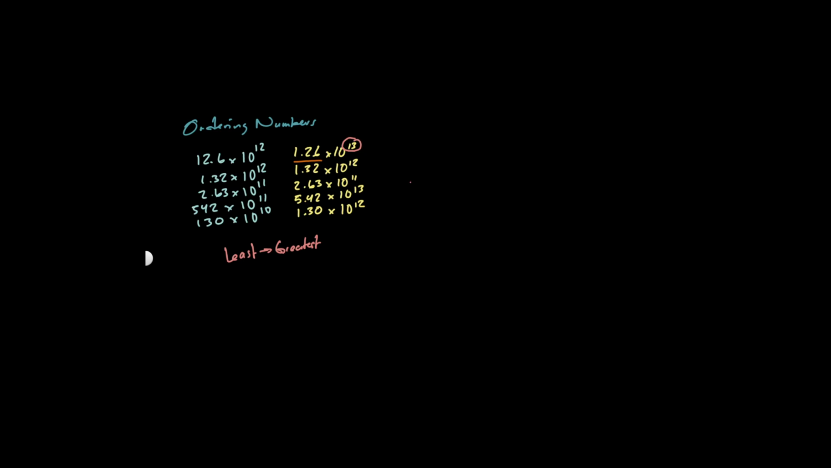This one, we're going to try to go from least to greatest. So it looks like this one is the smallest power, so we're going to put that number first. So the first number is 2.63 times 10 to the 11th. You don't have to cross it out or anything, you can just write it. I usually just write it as I'm going, so I don't have to put numbers by it.